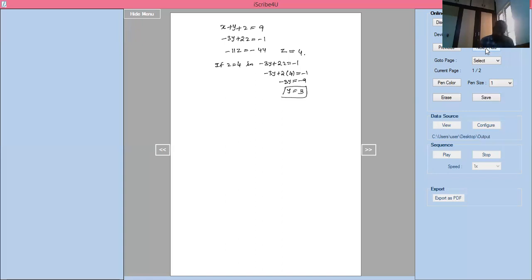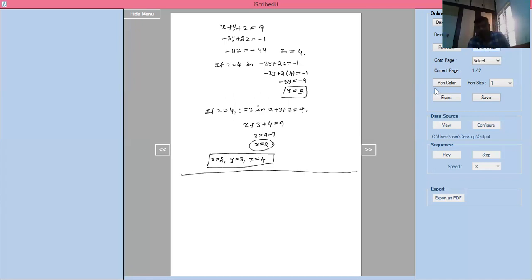Similarly, if z equal to 4, y equal to 3 in x plus y plus z equal to 9, we'll substitute: x plus 3 plus 4 equal to 9, x equal to 9 minus 7, so x equal to 2. So finally, you will get the solutions x equal to 2, y equal to 3, z equal to 4, which is the required solution. Now, you can take the next one.